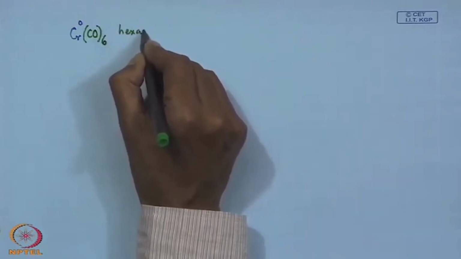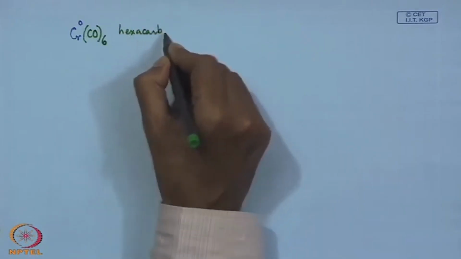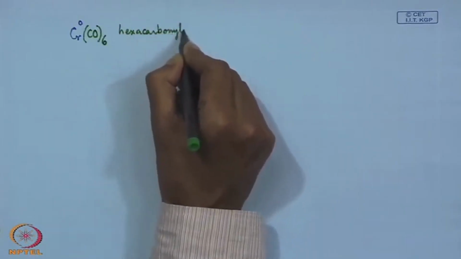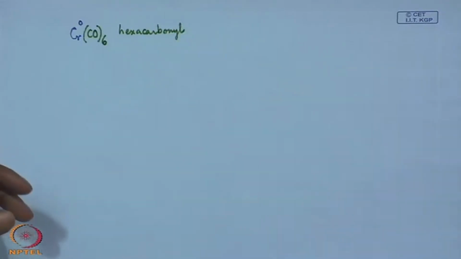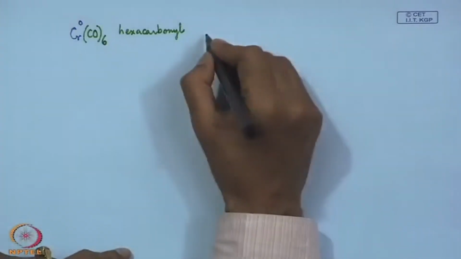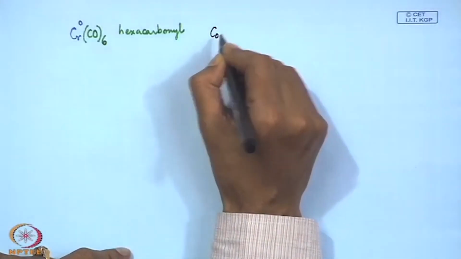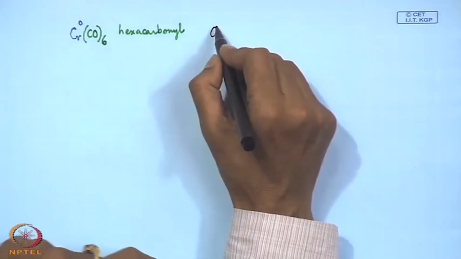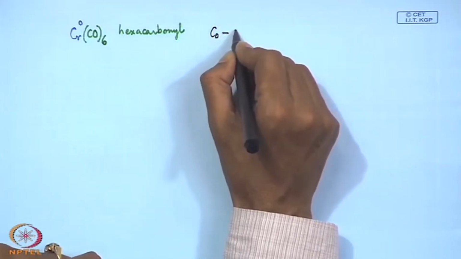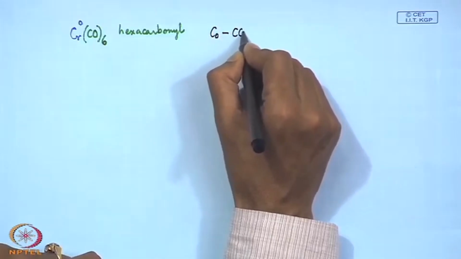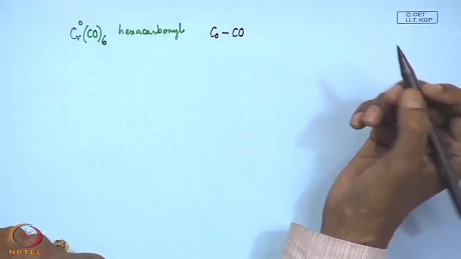So this hexacarbonyl formation gives us some important clue that this chromium center, whether it is in the +2 or +3 oxidation state or the 0 oxidation state, can show some interaction with the carbon monoxide molecule.